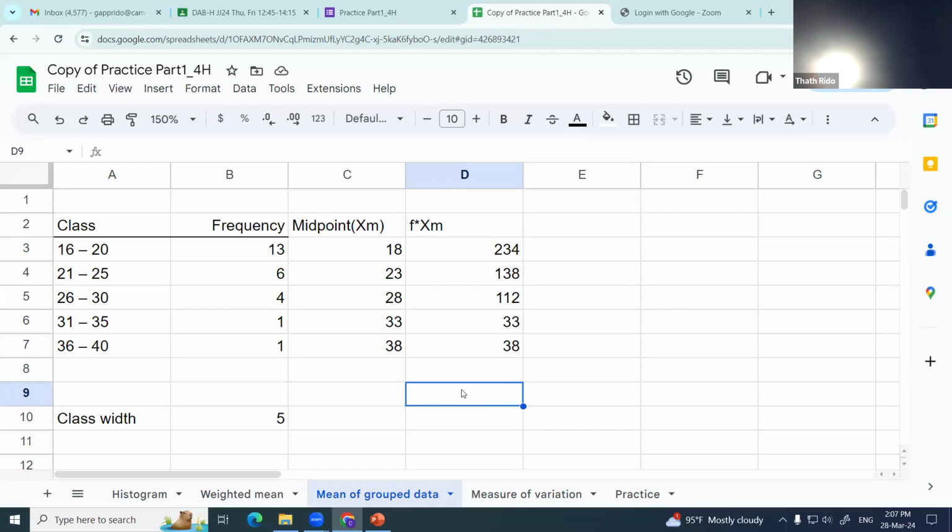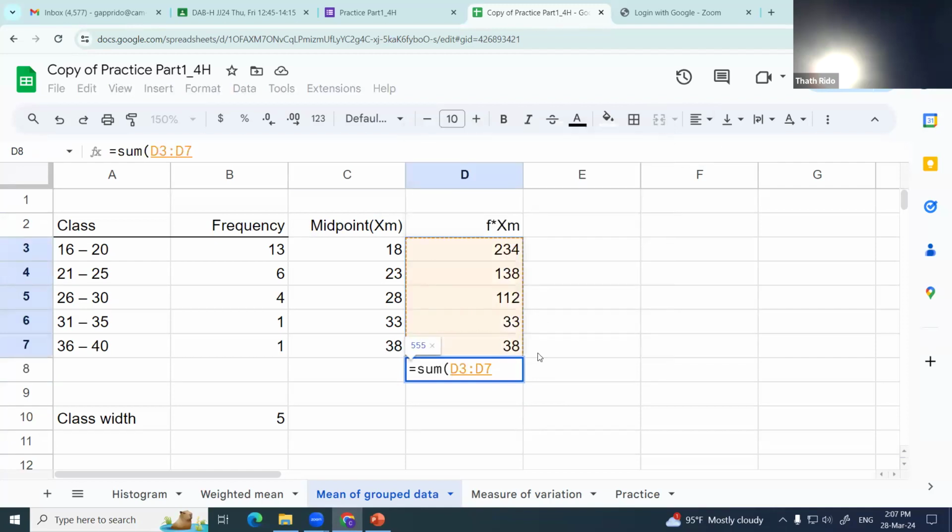Now what we need to do is sum column 3. So we have to sum the multiplication. We have to sum the product of frequency and class midpoint. So it is equal SUM. This is the sum of the product of frequency and class midpoint.